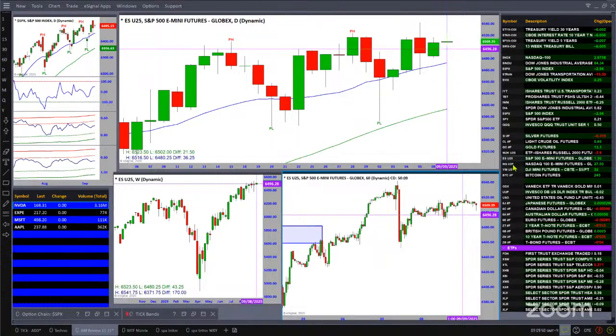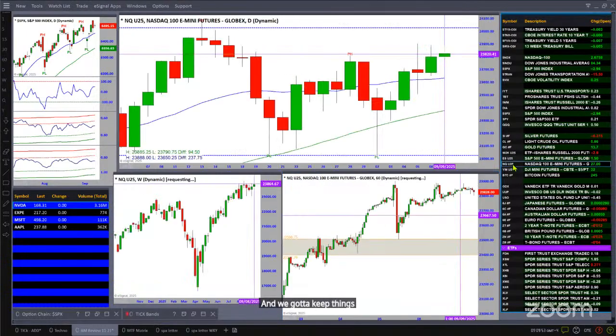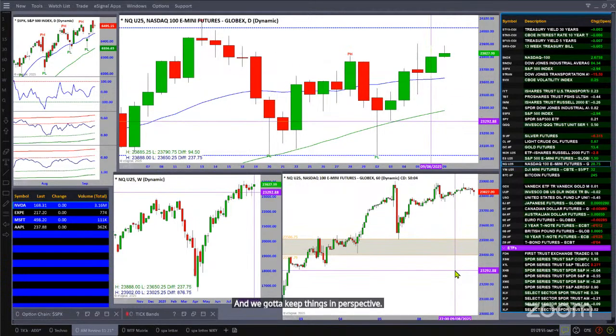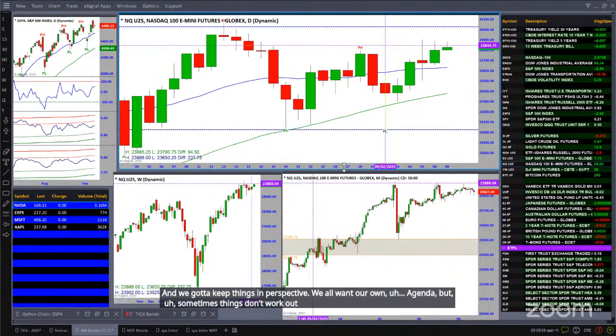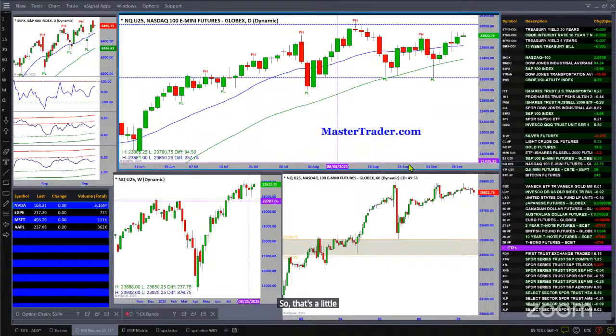And we got to keep things in perspective. We all want our own agenda, but sometimes things don't work out that way. So that's a little more data here.